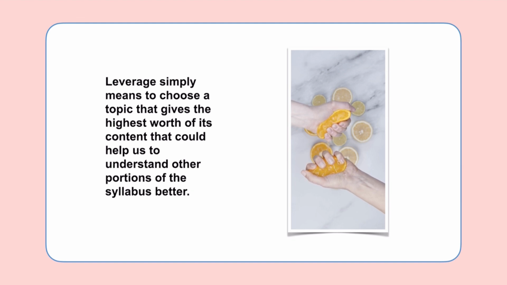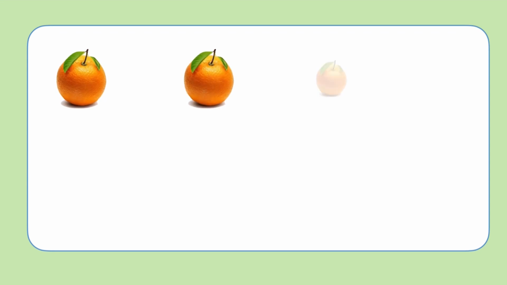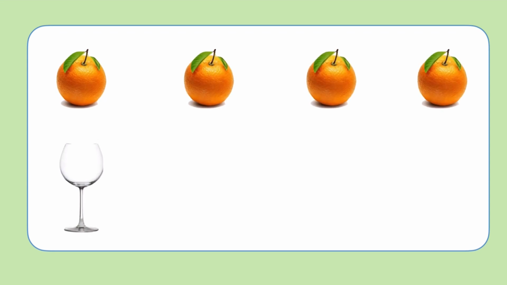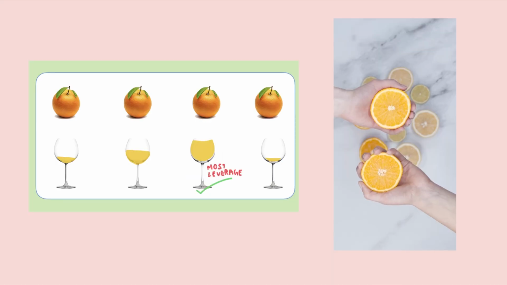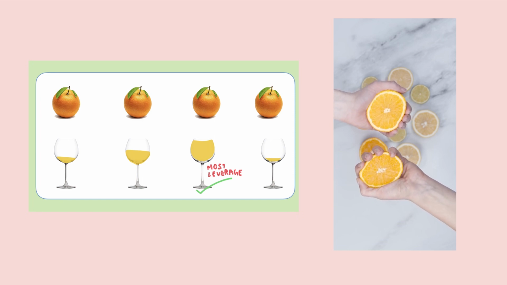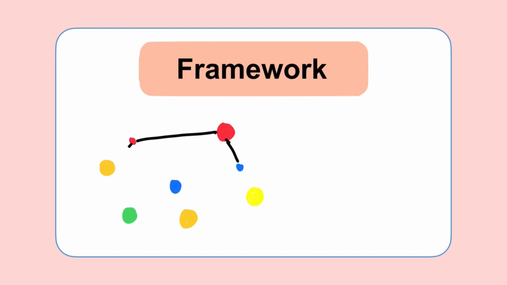In simple terms, suppose for example you have 4 oranges. So you need to choose an orange that gives the maximum amount of juice. This is actually a kind of a smart study. Choosing to study based on leverage hierarchy benefits us in 2 ways. The first benefit is that this helps us in creating a framework so that it can help us to understand other topics of the subject better.